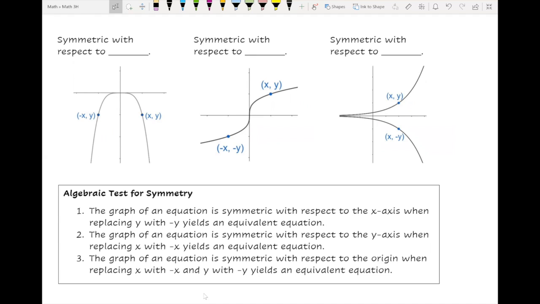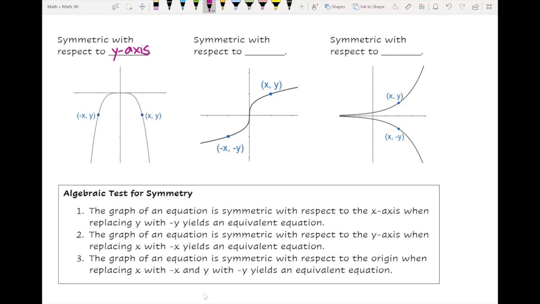The second part of 1.2. So we are looking at different types of symmetry that we can see both graphically and algebraically. Graphically, I can tell when things are symmetric with respect to the y-axis when it looks like a mirror image over that y-axis. So it's the exact same on the right and left.